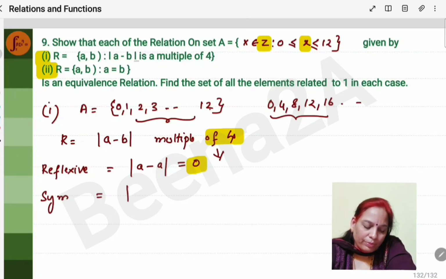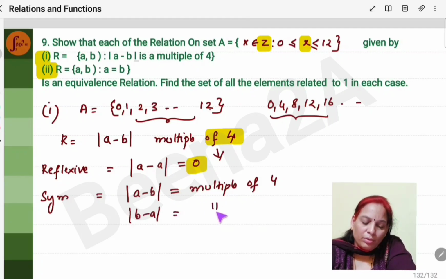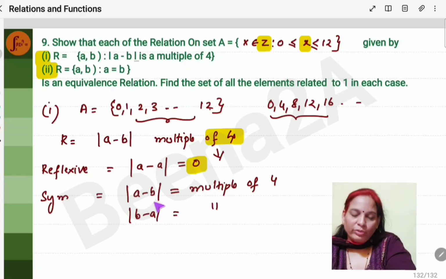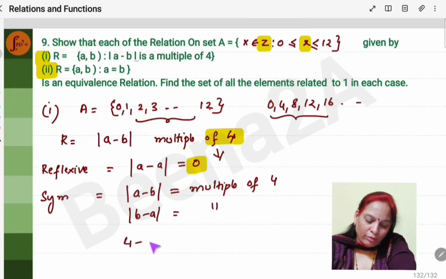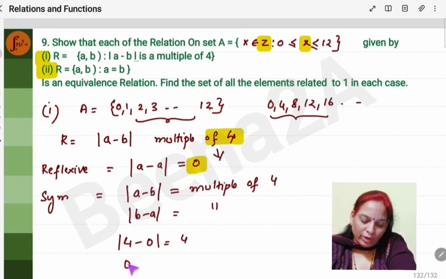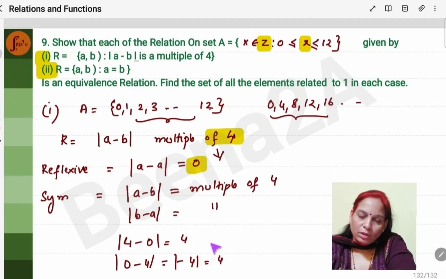Now, similarly, symmetric. For symmetric, if A minus B is a multiple of 4, then B minus A should also be a multiple of 4. Obviously, the numbers are reversed, so when you subtract, you get the same number because there is a modulus. If I take 4 minus 0, I get 4, which is a multiple of 4. Then 0 minus 4 is modulus of minus 4, which is plus 4. So both answers are the same even though you reverse the numbers.